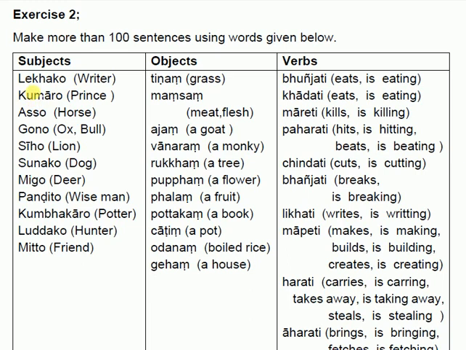Here, subjects. First subject: lekako, writer. Kumaro, prince. Asso, horse. Gono, ox or bull. Siho, lion. Sunako, dog.